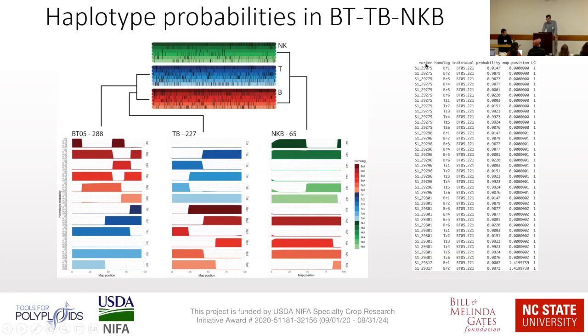So here you have your marker. This is a huge data frame, a big data frame. Here you have your marker, and here you have your homolog, BR1, Beauregard 1 to Beauregard 6, our 6 homologs. In this case, you have the individual, the probability of that specific allele, and the position in the map.